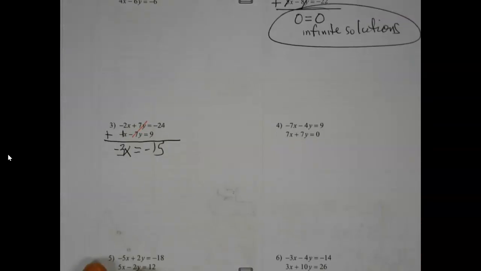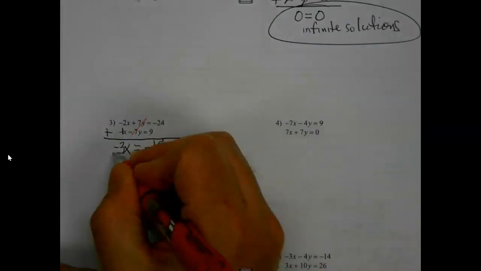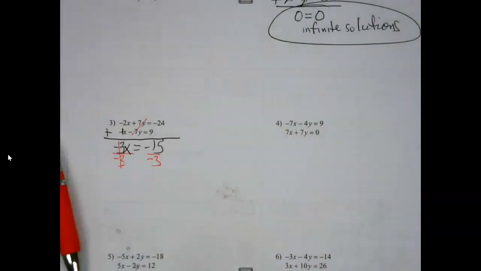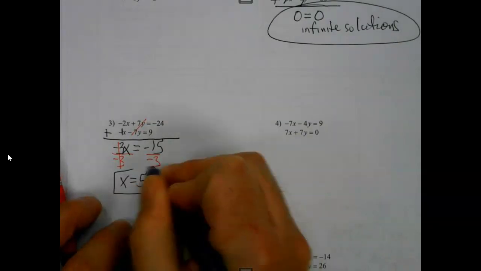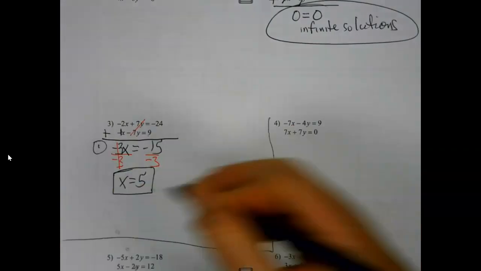What's my one step? How are we going to get x alone? Divide by negative 3. Negative divided by negative is positive. So first step, ready to rock and roll.